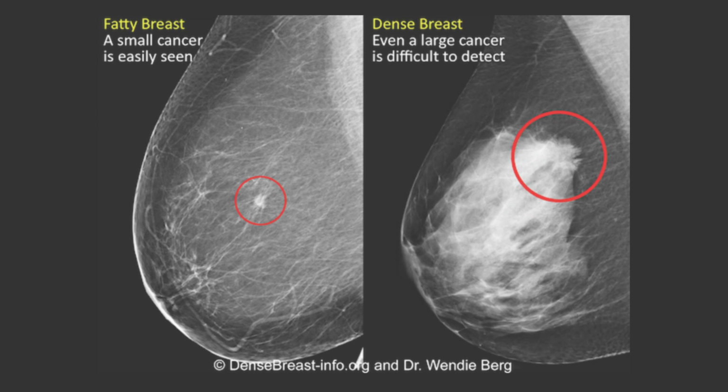And this is just to illustrate the difference between a fatty breast and a dense breast. You can see the circle is around a cancer, and it's very easy to see that small cancer, which is a white spot in the middle of the image on the left, and then on the right, a little bit harder to see, you have that dense tissue partially obscuring it.